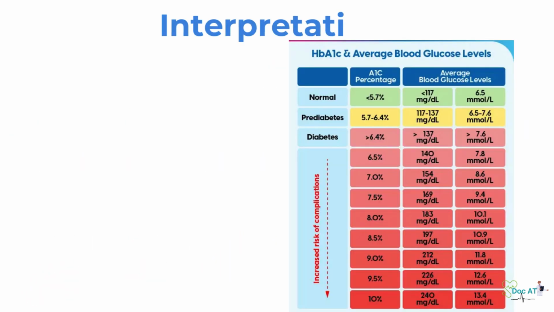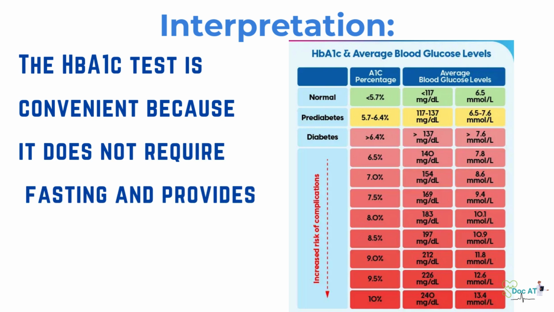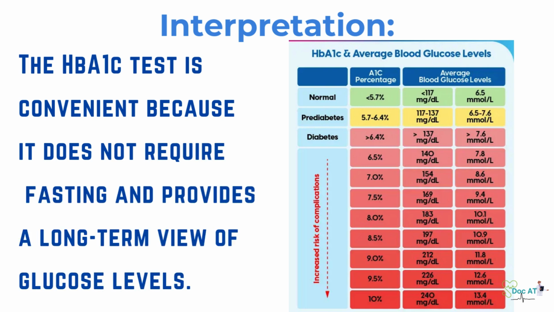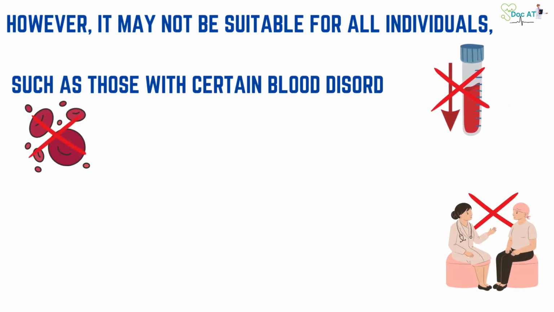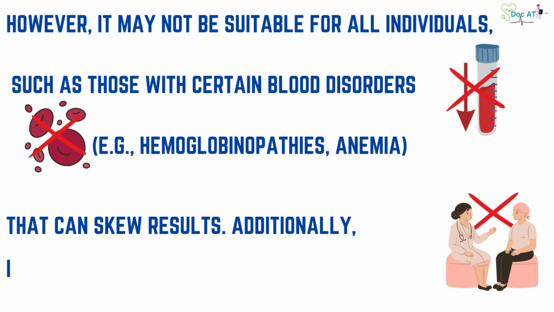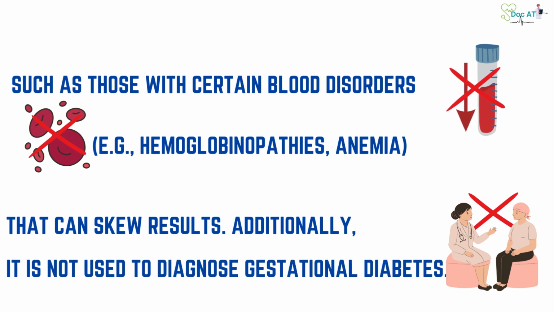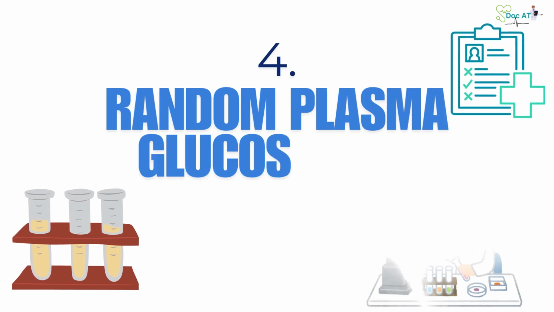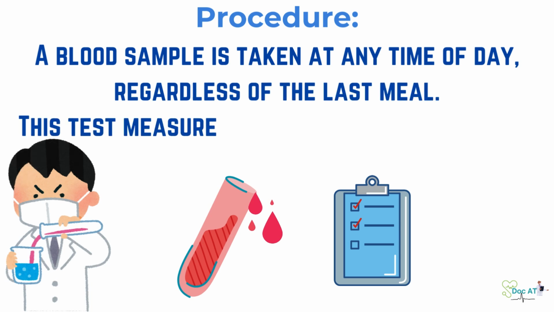Interpretation: the HbA1c test is convenient because it does not require fasting and provides a long-term view of glucose levels. However, it may not be suitable for all individuals, such as those with certain blood disorders, e.g., hemoglobinopathies, anemia, that can skew results. Additionally, it is not used for diagnosing gestational diabetes. 4. Random plasma glucose test. Procedure: a blood sample is taken at any time of day, regardless of the last meal.